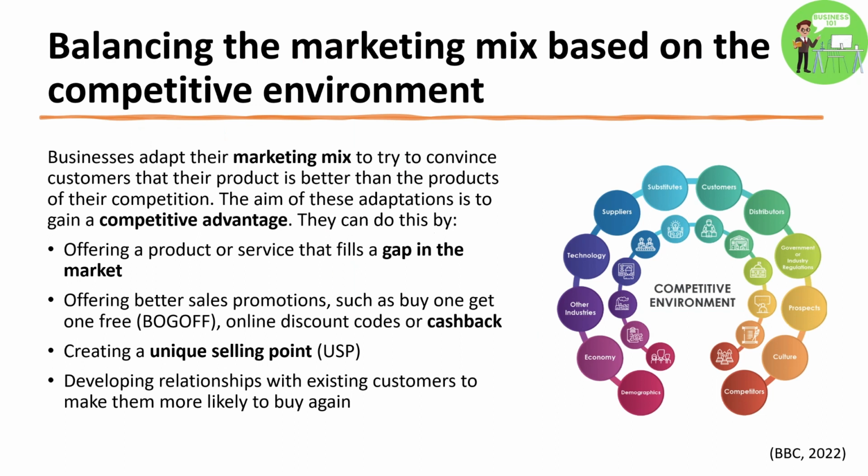Businesses adapt their marketing mix to try to convince customers that their product is better than the products of their competition. The aim of these adaptations is to gain a competitive advantage. They can do this by offering a product or service that fills a gap in the market, offering better sales promotions such as buy one get one free, or online discount codes or cashback. Also, there is creating, obviously, their USP, which we've spoken about before, and developing relationships with existing customers to make them more likely to buy again. So this is talking about customer service, essentially.